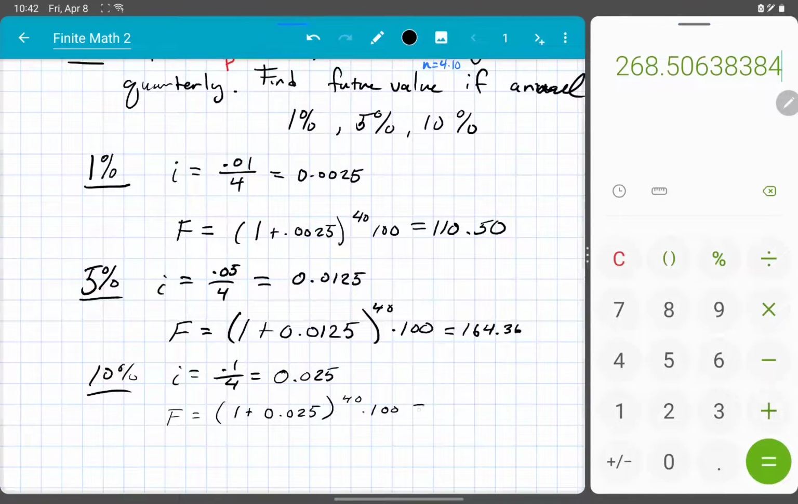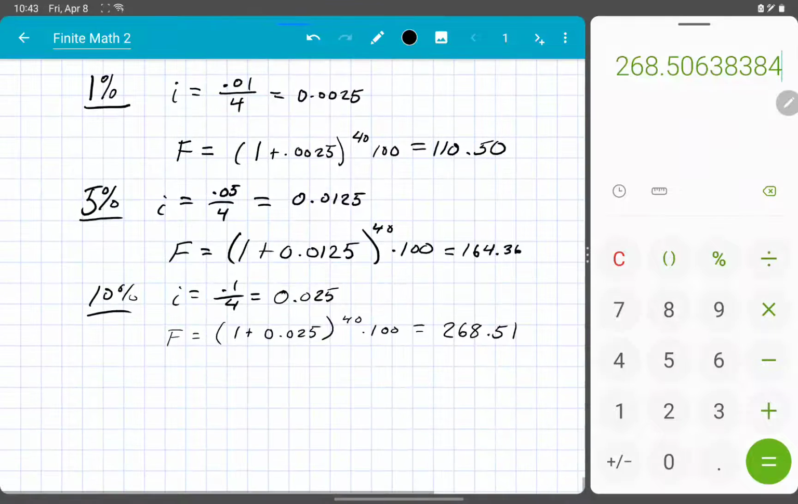Okay, we get $268.51. All right, we should round to the nearest penny, of course. So we see we've almost tripled our money with 10% interest in 10 years. So the interest rate is very important, very susceptible, especially when long periods of time are around. The interest rate can lead to very different outcomes.